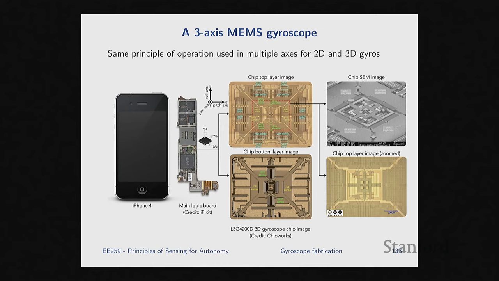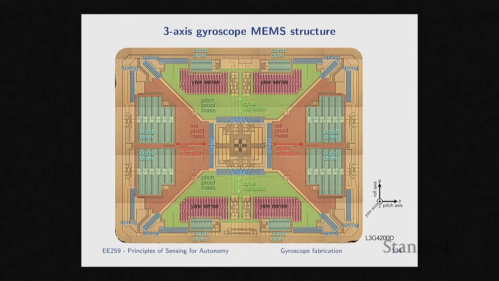The MEMS structure is in two layers. There's the bottom layer, which has these big capacitive plates for sensing pitch and roll. And then the top layer has the proof masses with the comb drives and also some capacitive fingers for sensing yaw. If we just zoom into the top layer of the MEMS structure, that's this. Everything is highlighted in different colors.